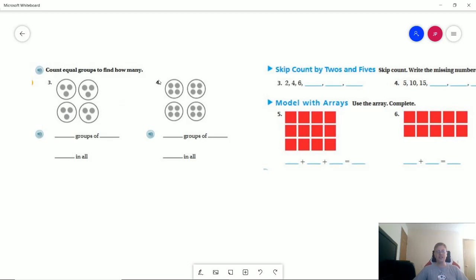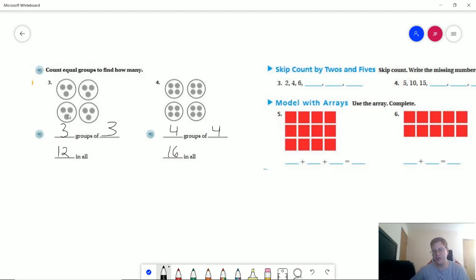So starting with this one here, we can go ahead and say that we would have three groups of three. And if I counted by threes using skip counting, which I'll talk about in just a moment, I would get 3, 6, 9, and a total of 12. For this one, I would have four groups of four, which would give me 16. Now, one of the nice things about this strategy is if you are just starting to work on your multiplication facts and you still aren't quite comfortable doing skip counting, you can actually count the total number of objects that we have to find the answer.